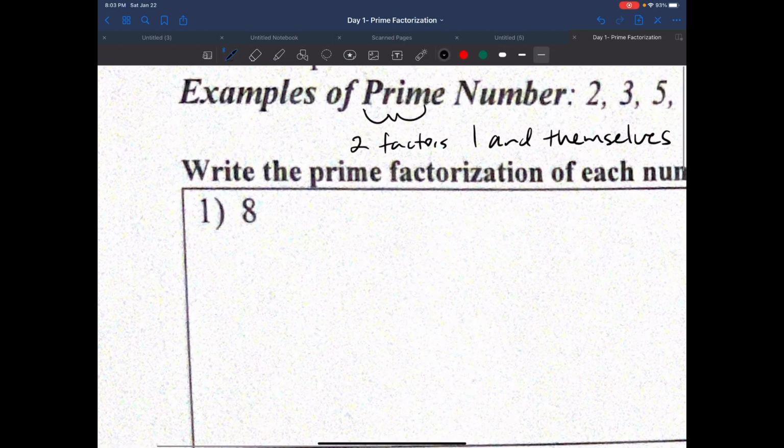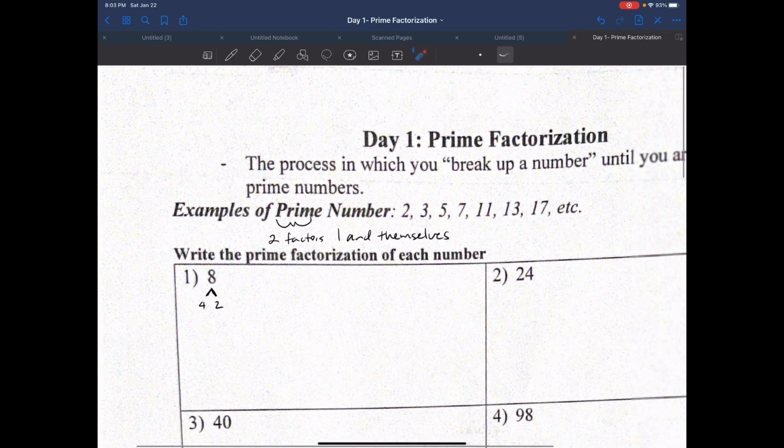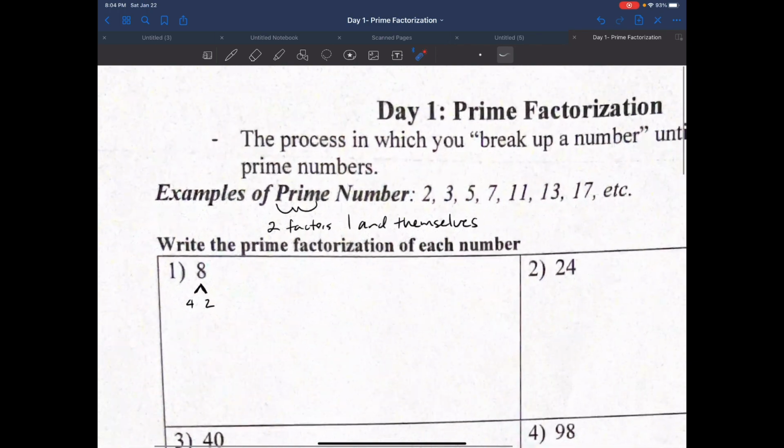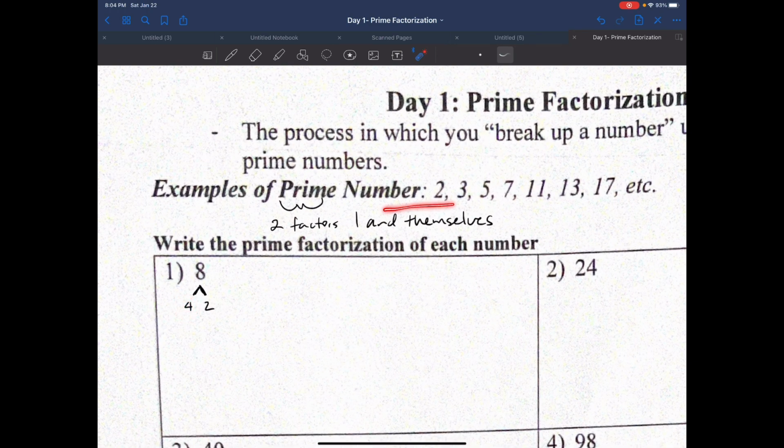Okay, number 8. I'm going to do something called a factor tree. It's sort of like a family tree, but here goes. I'm going to draw this weird looking tree or this caret sign, and then I'm going to think of two numbers that multiply together to give me 8. So in the case of 8, 4 and 2, because 4 times 2 is indeed 8, right? Now, again, I am trying to break this up until I have prime numbers. 4 is not a prime number. That means we have to keep on going and break it up.